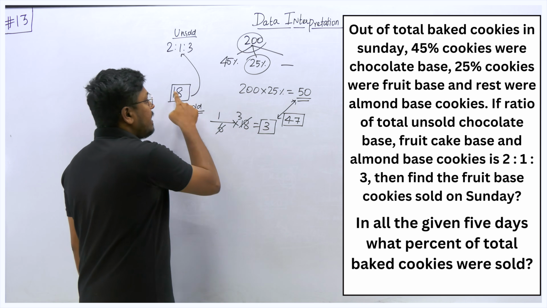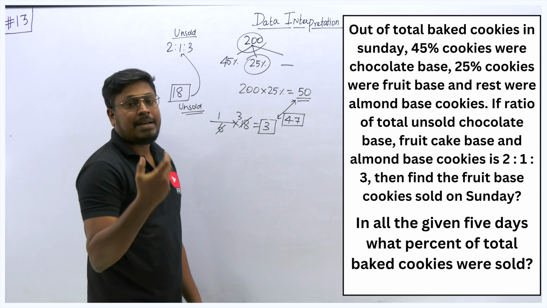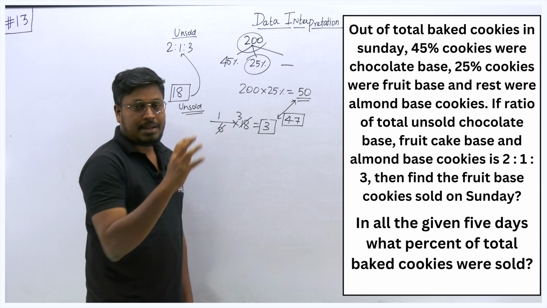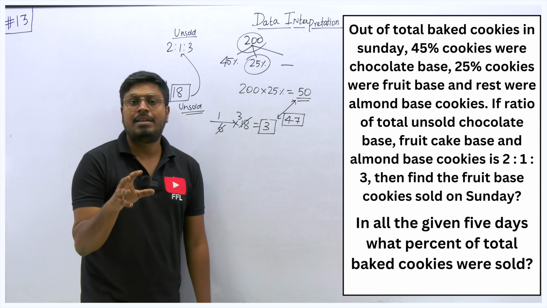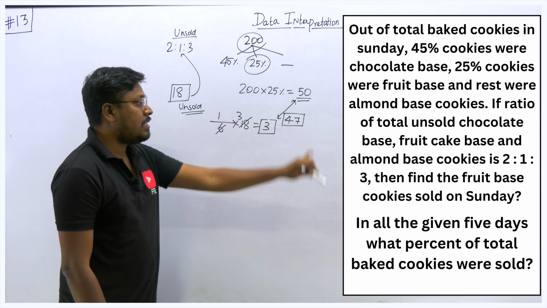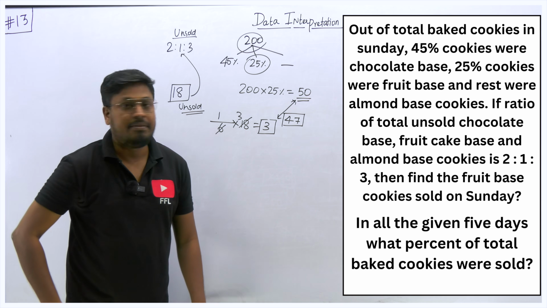So out of these 18 cookies, 3 cookies which were fruit based were unsold. So 50 will be the total, 3 will be unsold. So 50 minus 3 will be 47. So 47 will be the sold cookies. So the answer for the question will be 47.